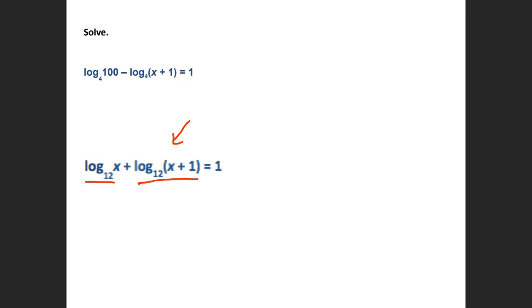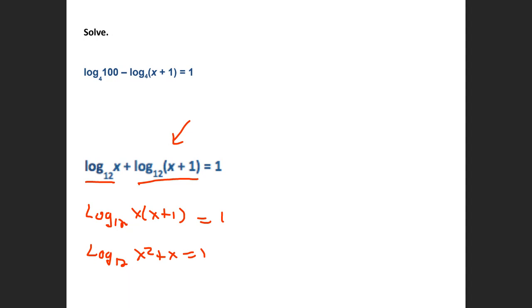Now, I would not say x squared plus 4. You've got to keep the log in there, right? You can't just say x squared plus x. You've got to keep that log there. So this is going to be log base 12 of x plus 1 equals 1. Now I could rewrite this as log base 12 of x squared plus x equals 1. You have to keep that log in there. You can't get rid of that.